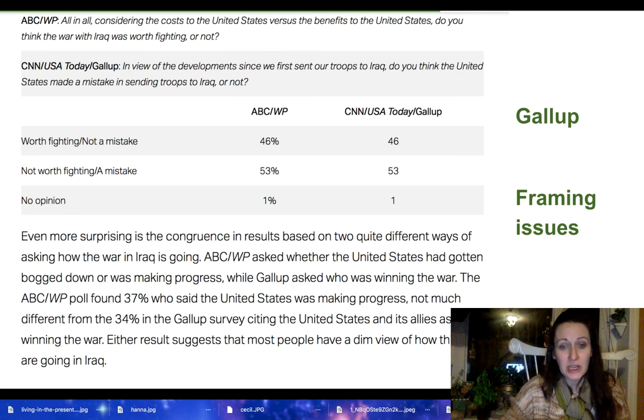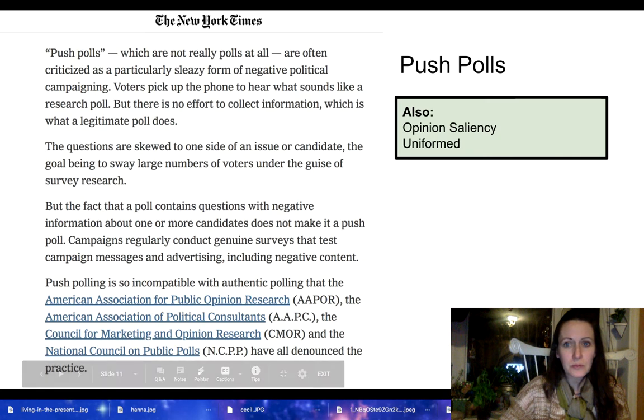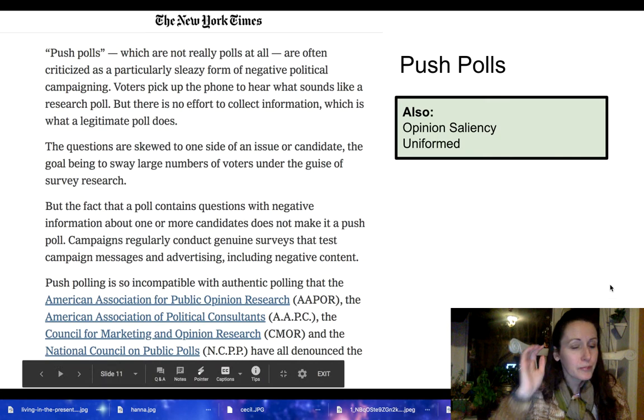Either result suggests that most people have a dim view of how things are going in Iraq. Because of, they said, "all in all, considering the costs," right? Words like that frame how people are going to respond. Now we also have push polls, and this comes from the New York Times.